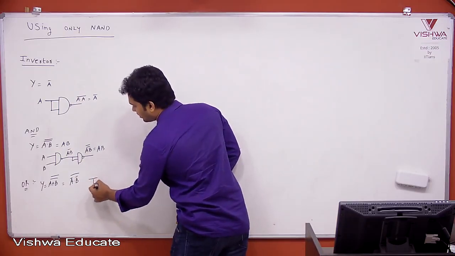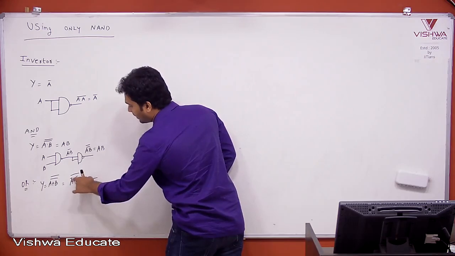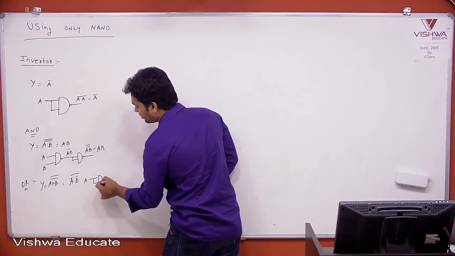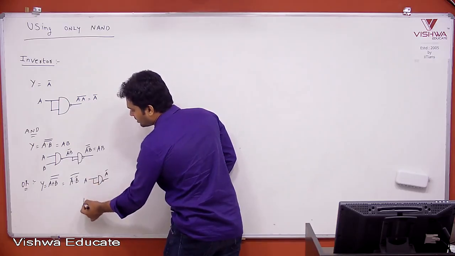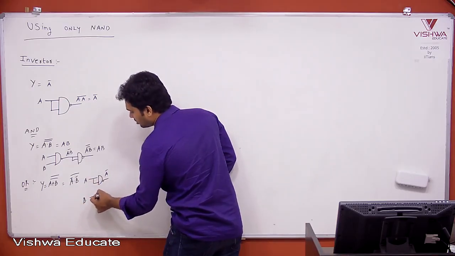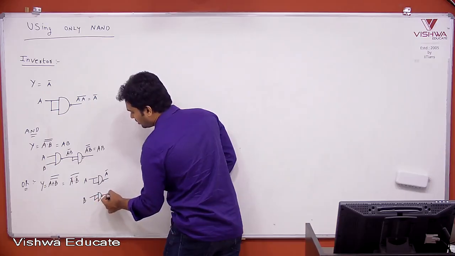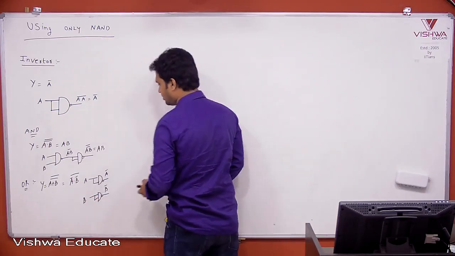So take one A bar is required. So take inverter using NAND gate. Here B bar is required. Take B, make inverter using NAND gate.